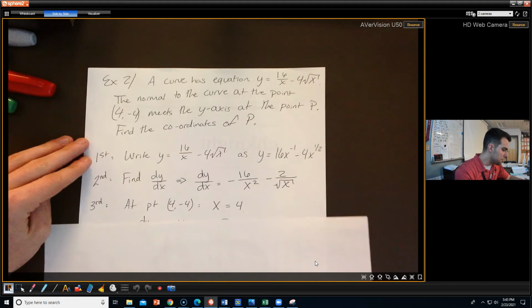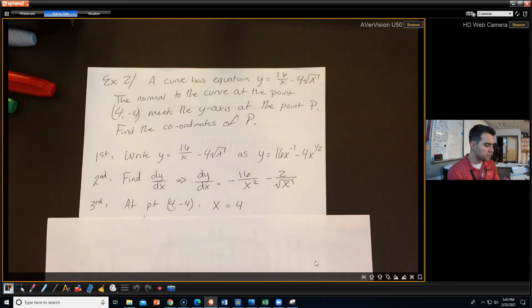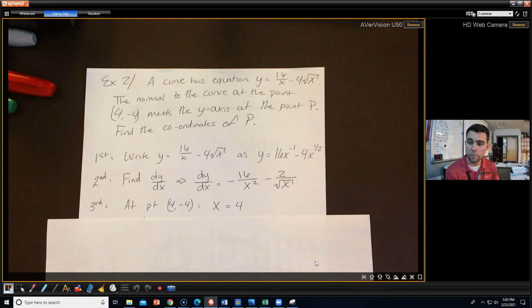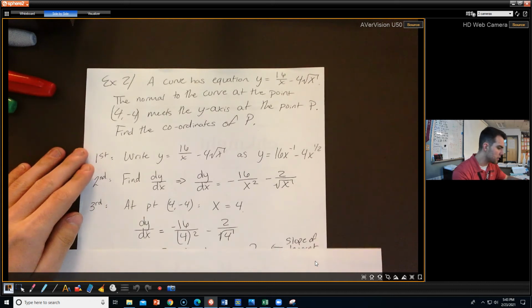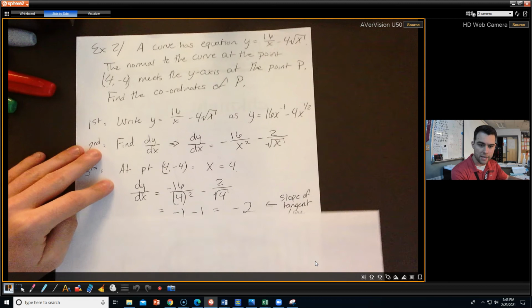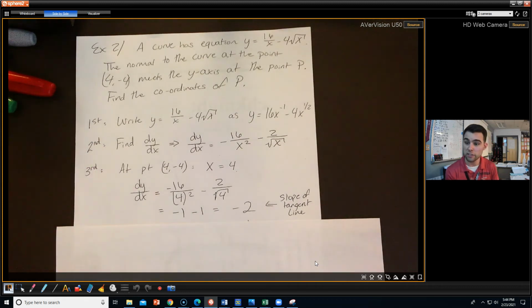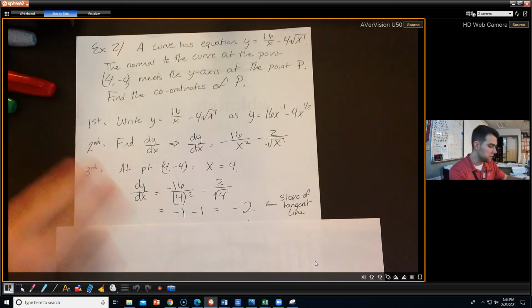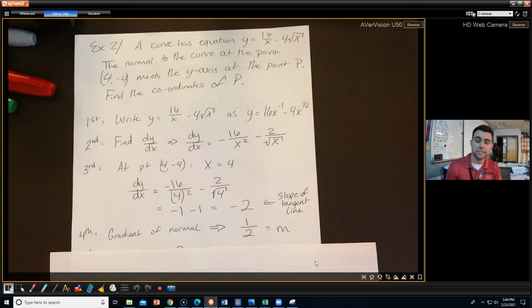Once I find that, I know at the point (4, -4), I can use the x coordinate of that point and try to find the slope. Now the slope I'm going to get is actually the slope of the tangent line. So let's find that first, and then we'll do the opposite reciprocal to get the slope of the normal line. I plug 4 into my derivative function, and I end up getting negative 2 for the slope of my tangent line. What's the opposite reciprocal of that? It's positive 1/2.